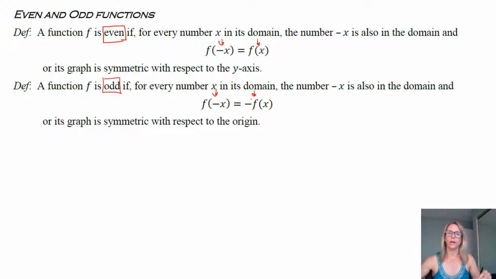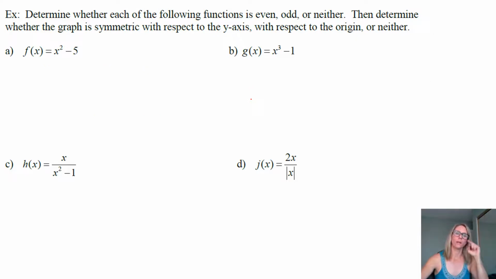If it's even, it has symmetry with respect to the y-axis, like x squared. If it is odd, then it's going to have symmetry with respect to the origin. Okay, so let's take a look at some examples. All right, so we've got either even, odd or neither. That's what we're trying to determine, and if it has any symmetry.